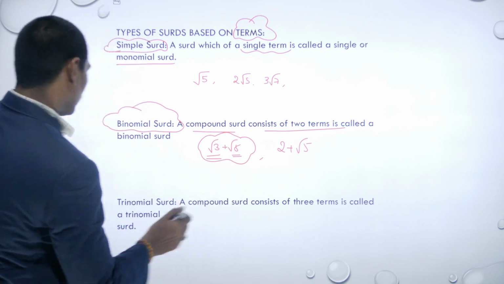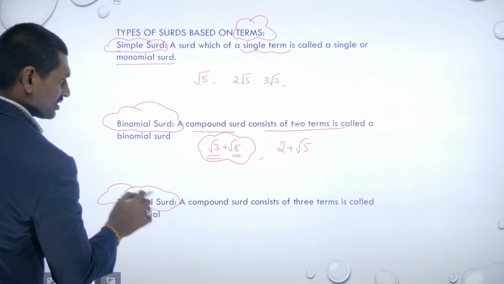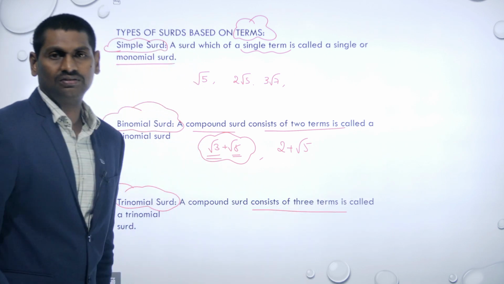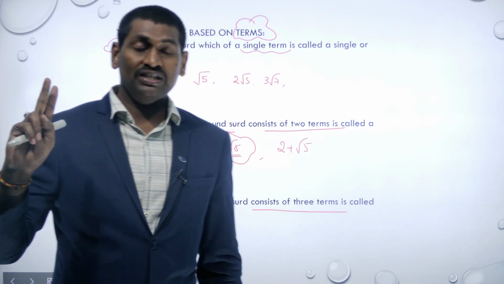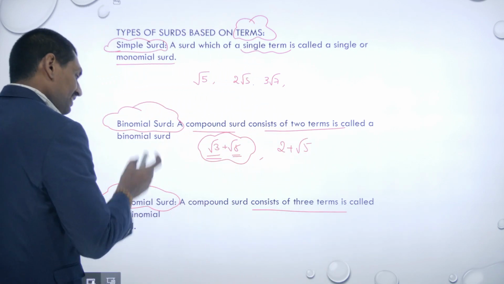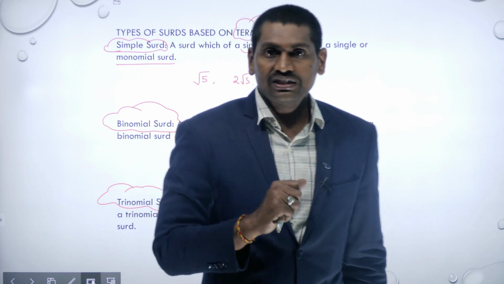Okay. Now coming to the trinomial surd, a compound surd consists of three terms. So based on the terms, only one term can be called a simple surd or monomial surd, two terms nothing but binomial surd, and three terms are nothing but trinomial surd. Clear? Yeah.